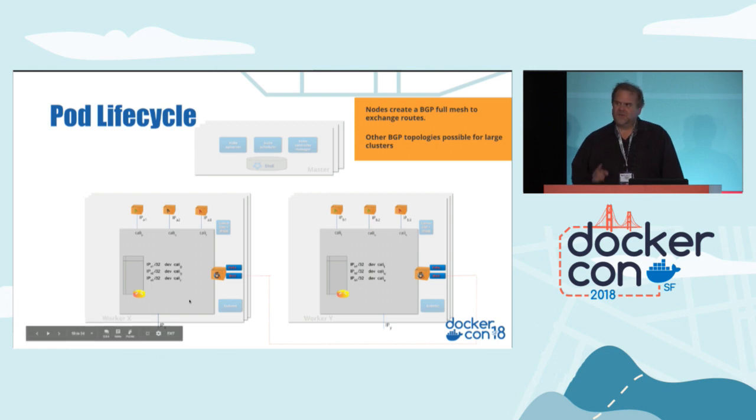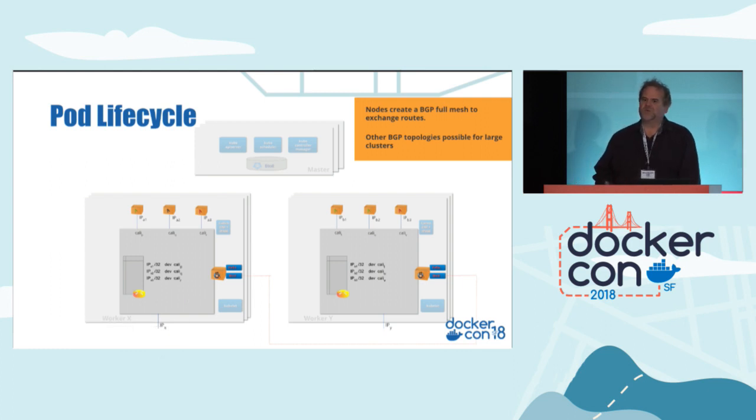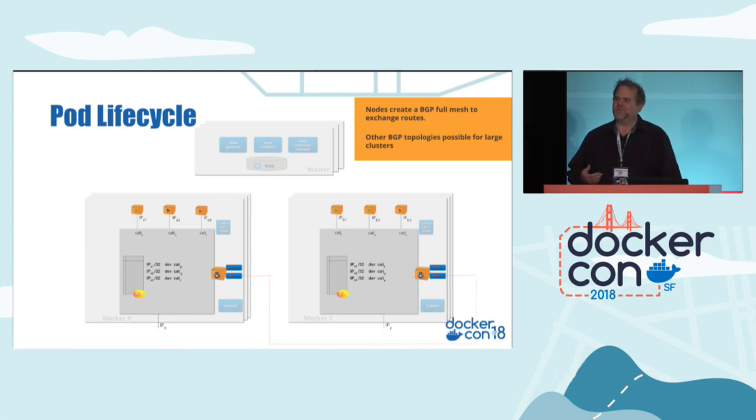So in this case, the routes get propagated. We know this works. This is the routing protocol that drives the public internet. We know this works at scale. If you have a cluster that's bigger than the public internet, I'd really like to know about it, but we're pretty sure this is going to work at scale for anyone.